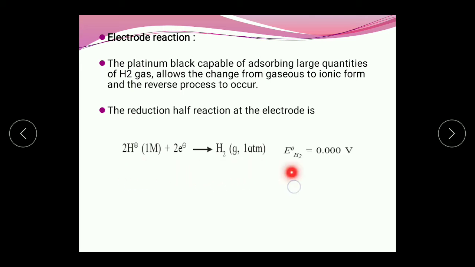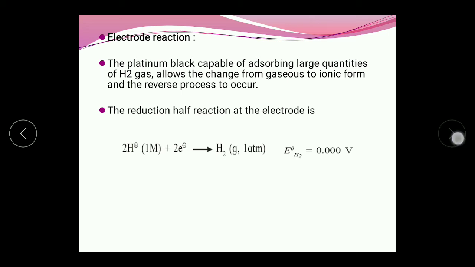When the process completes, we get an EMF of 0.0 volt. That means it is a reference electrode, because a reference electrode is one which gives either zero potential or the potential is exactly known. Now, this is the electrode reaction.